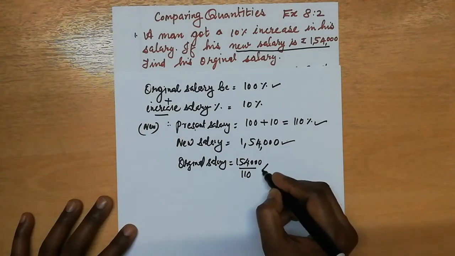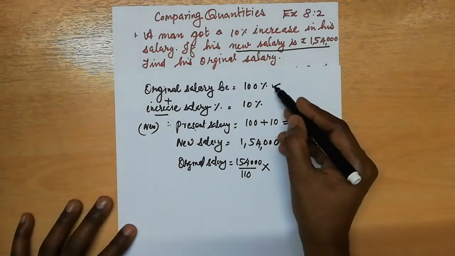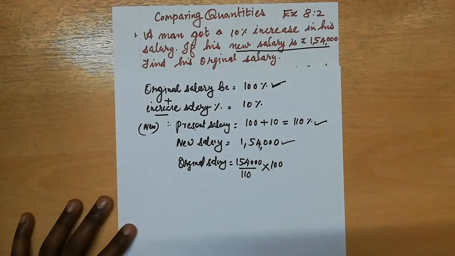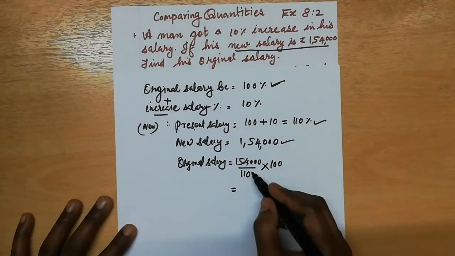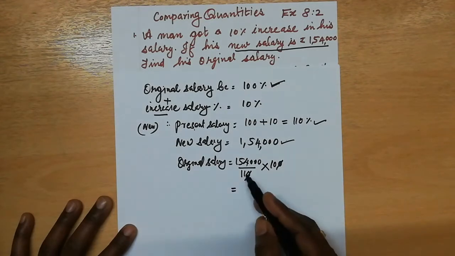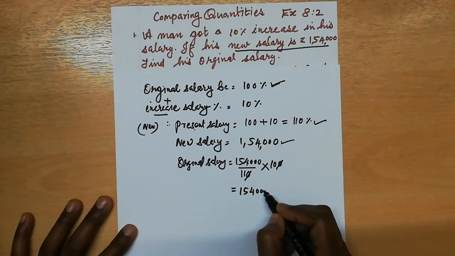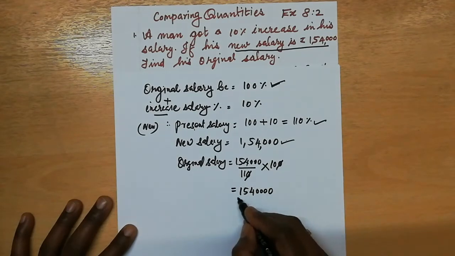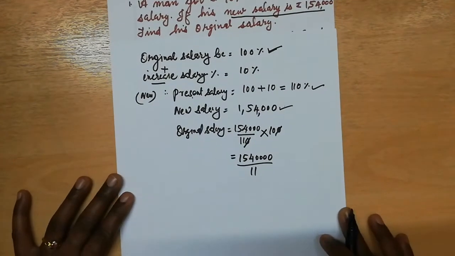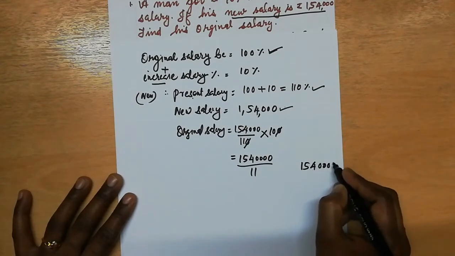Then what do we have to find? What we have to find will come here on the right side. That is the original salary, that is 100%. What is the 100%? Now we will easily cancel this one, 0 and 0. Clear? Okay. Then here, 1,54,000 into 10 is 154,0000. We can divide with 11. Okay, we will divide with 11.